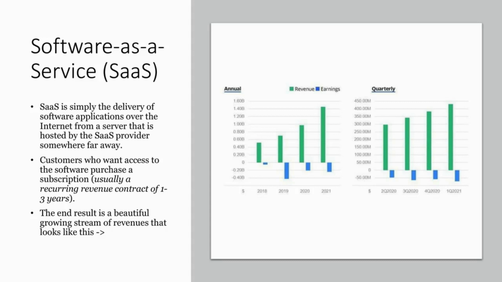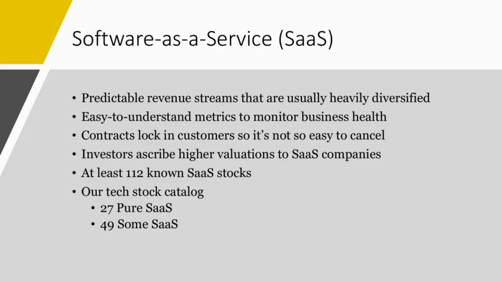And the end result, when you look at a SaaS company, it should look something like this. I'm not sure which firm this is, it doesn't matter, but you can see this beautiful annual chart here on the left, a growing revenue stream, and on the right, you can see that growing quarterly, and there's consistency there. That's something that investors look very favorably upon. And you'll notice here that this firm is losing money, but we don't focus much on that, and we'll talk about why that is.